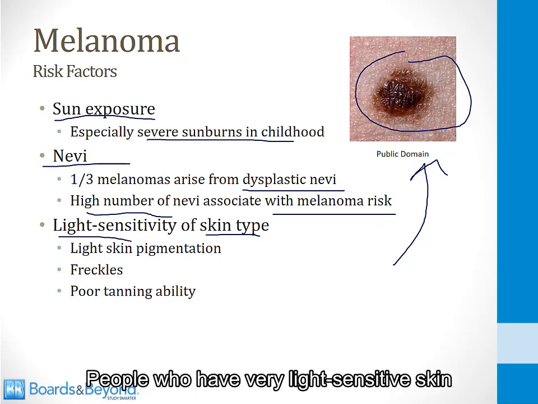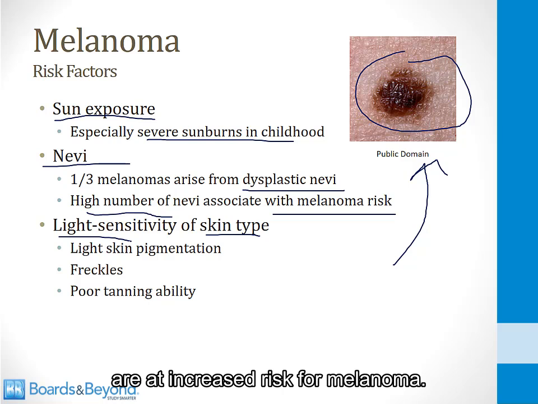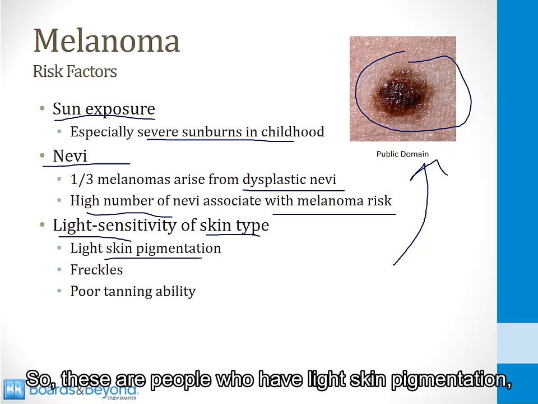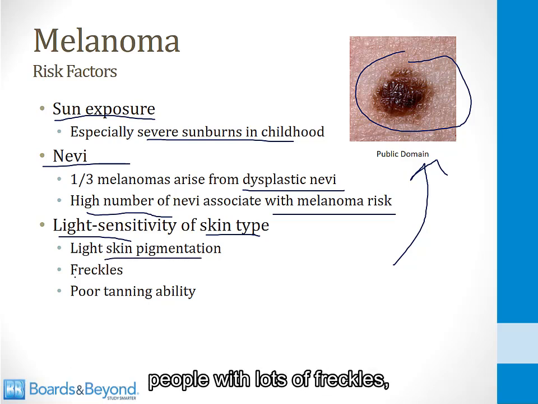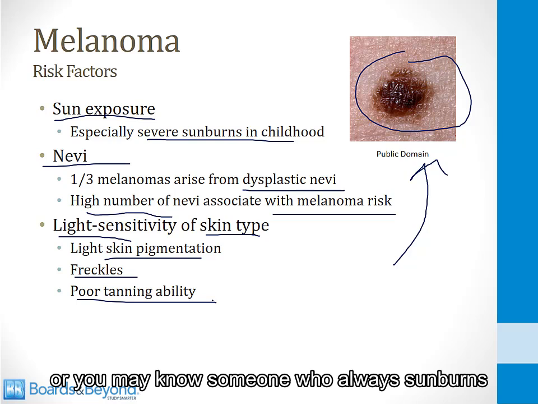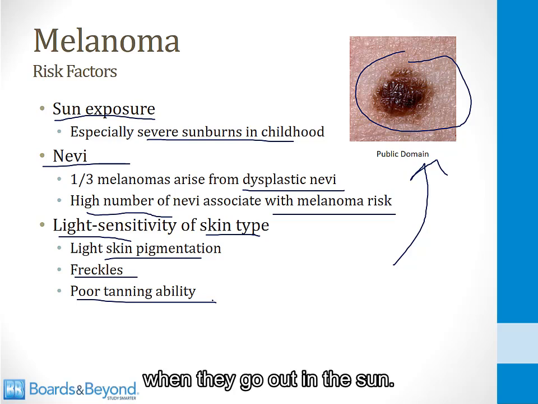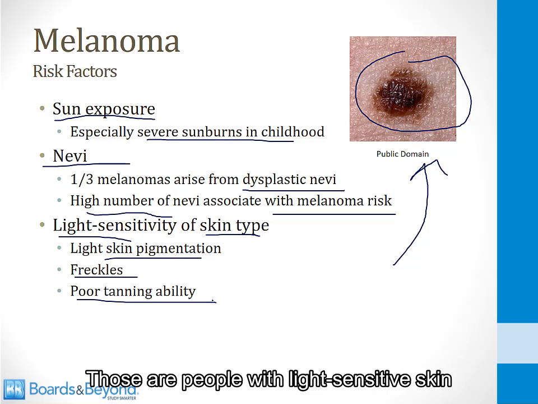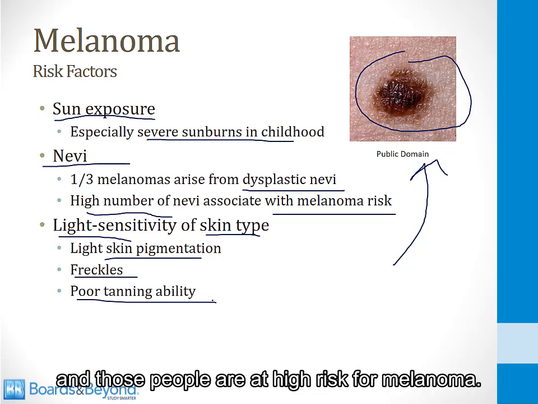People who have very light sensitive skin are at increased risk for melanoma. So these are people who have light skin pigmentation, people with lots of freckles, and people who have poor tanning ability. You may be like this, or you may know someone who always sunburns when they go out in the sun. They rarely ever develop a suntan. Those are people with light sensitive skin, and those people are at higher risk for melanoma.